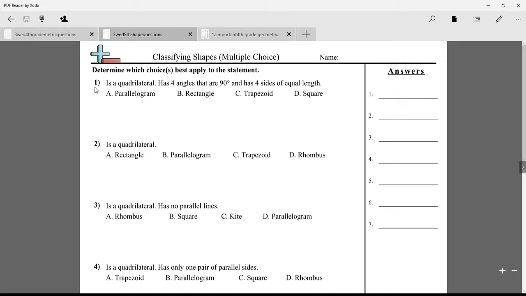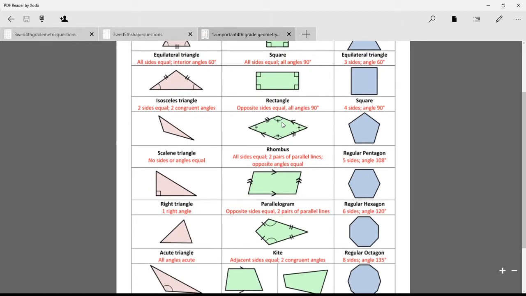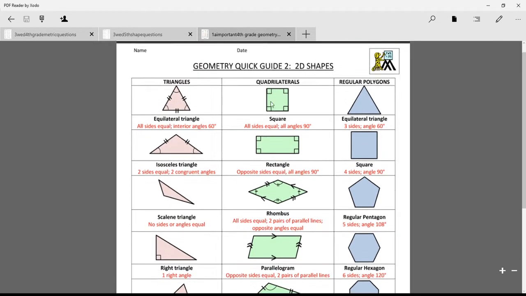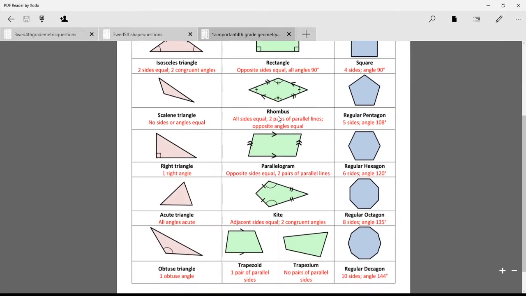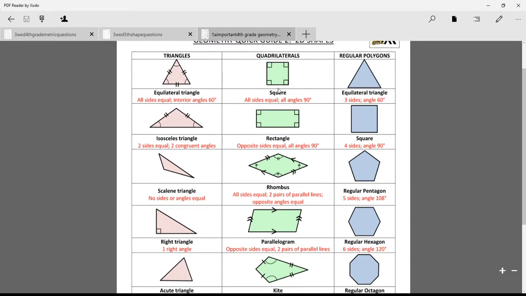So let's go to number 1, okay? And let's just go over the shapes quickly. And once again, I'll put this sheet in the description of this video because it is very useful.